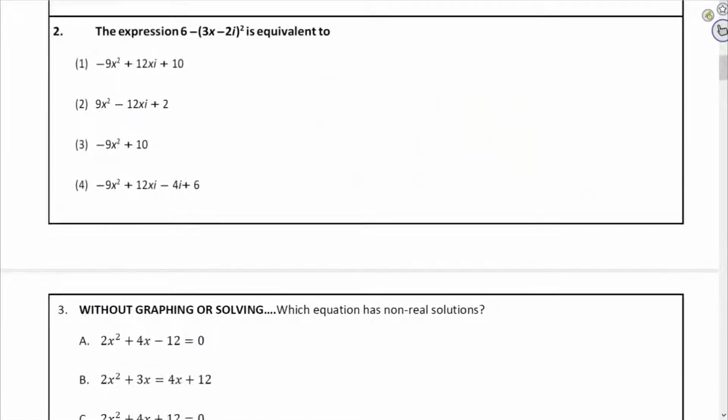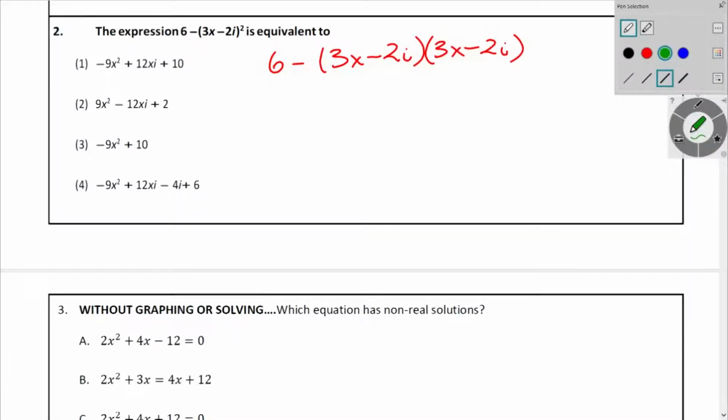In number 2, the expression 6 minus parenthesis 3x minus 2i squared is equivalent to what? Well, let's see what we get. So I have 6 minus 3x minus 2i squared, which is that times itself. Okay, so I'm going to simply expand this out. I'll leave my 6 minus there.